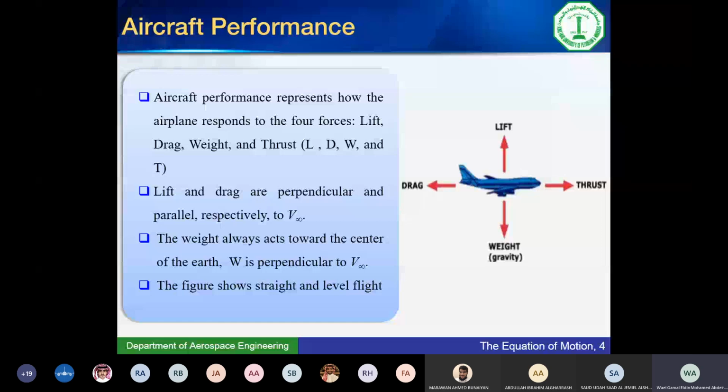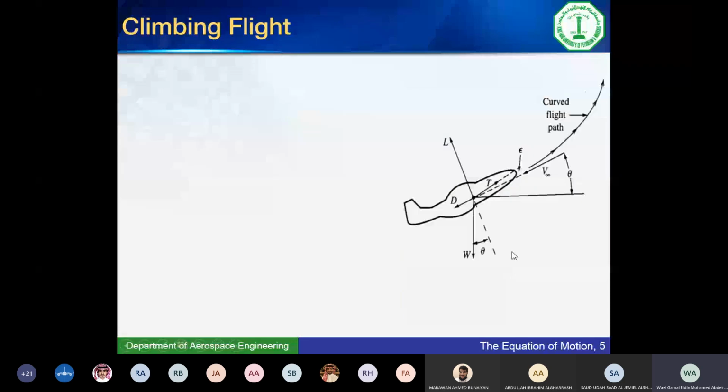So let's move on from this straight and level. Let's take the condition when the aircraft is not straight and level. The aircraft is climbing, for example. In this case, the flight direction is along the tangent of the curve of the climb, maybe at an angle theta with the horizontal. The only force that's along this speed is the drag. By definition, drag is along the V infinity direction. The only force that's normal to this direction is the lift. By definition, it's normal to it.